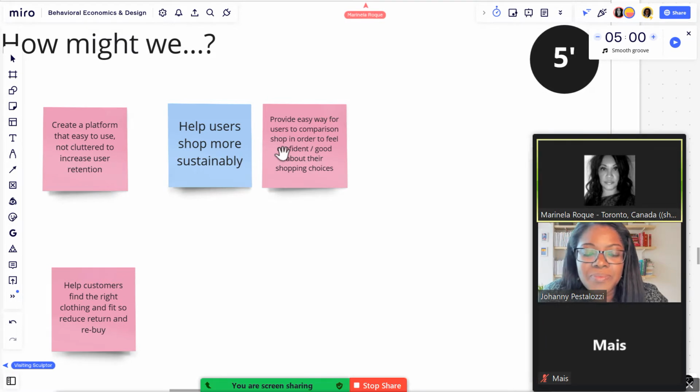Yeah, that one was mine. So hopefully I did this right because I missed a couple minutes in between. But I focused on the journey component where the users are choosing and feeling good about their products.